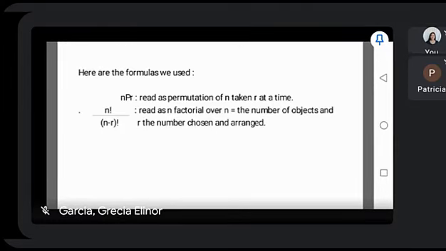Here are the formulas we used. Permutation of n taken r at a time: n factorial divided by n minus r factorial.